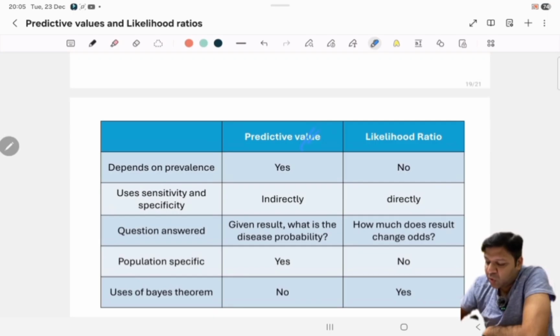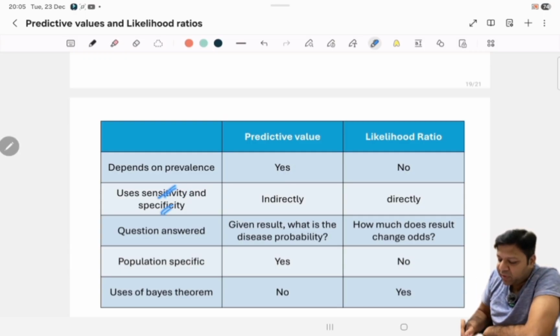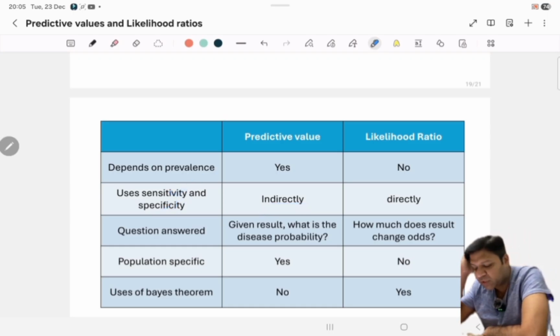Okay. So now a little bit about predictive values and likelihood ratio. What are the main differences? What depends on prevalence? We have discussed it again and again. Predictive value depends on prevalence, but likelihood ratios don't depend on prevalence. Very, very important point, very high yield point. What uses sensitivity and specificity? Directly, likelihood ratio. So likelihood ratio combines sensitivity and specificity to measure the clinical utility of the test directly. Predictive values indirectly use sensitivity and specificity. We don't want to go into much detail.